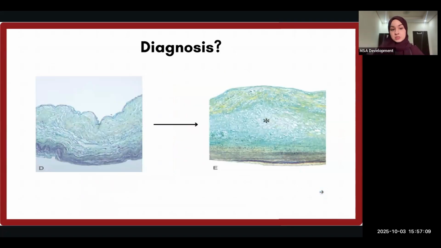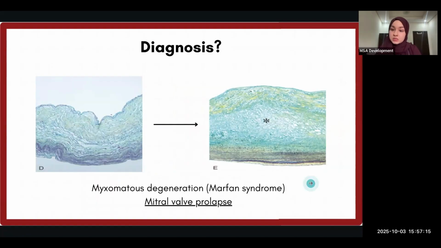Now, what is this? This is your normal, and then it became this. This is myxomatous degeneration. This can happen in Marfan syndrome. So what is myxomatous degeneration? This is basically when the mitral valve leaflets and the chordae tendineae start to undergo degenerative changes, and the normal fibrous tissue in the heart starts to get replaced by something that is more loose and gelatinous, which is myxoid basically, which gives it the name myxomatous degeneration.